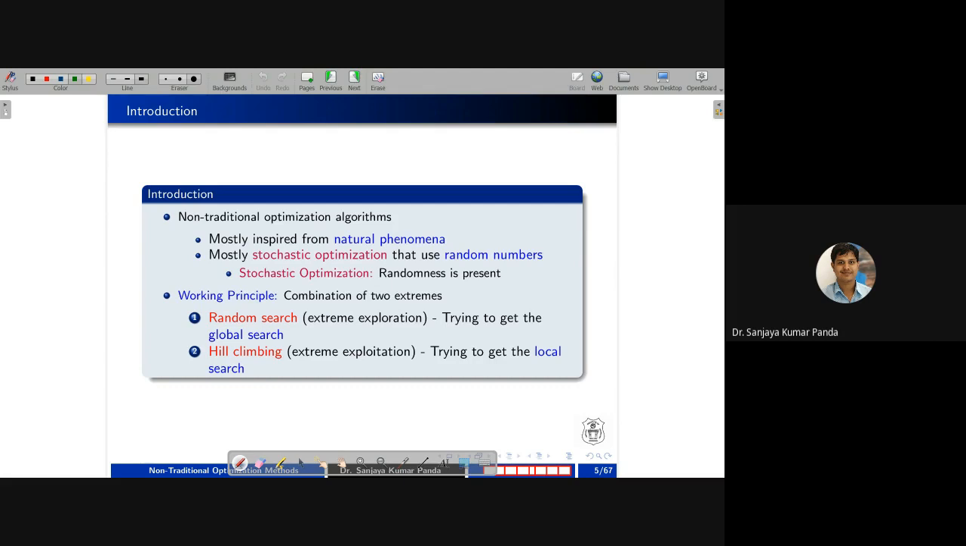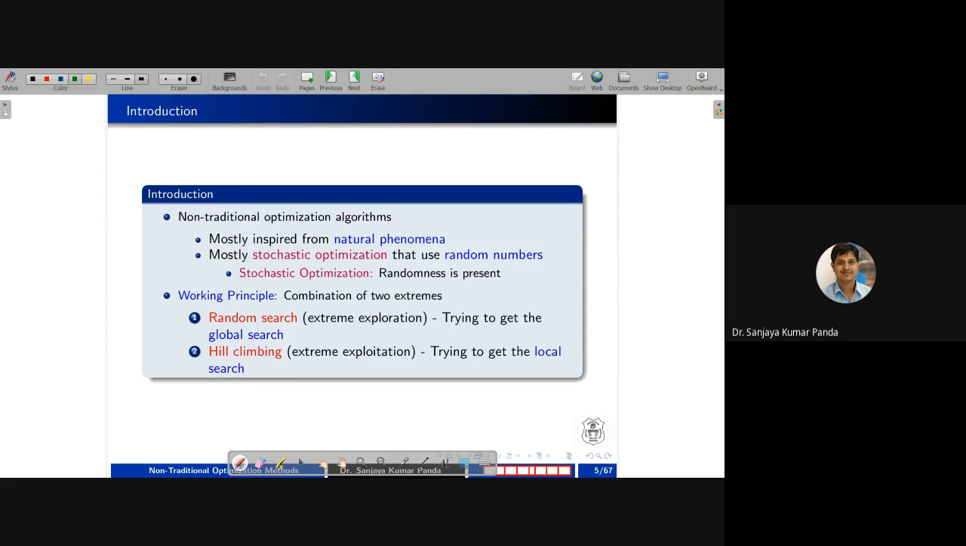If you iterate after some time, you may get the value as 0.1, 0.34, 0.78. And many things may happen, right? So the working principle of such optimization algorithms is a combination of two extremes. One is called random search, which is extreme exploration. Another one is called hill climbing, which is extreme exploitation. So there is a trade-off between these two.